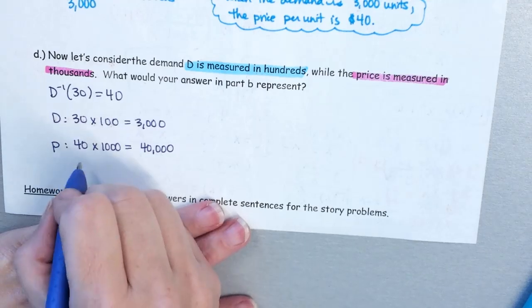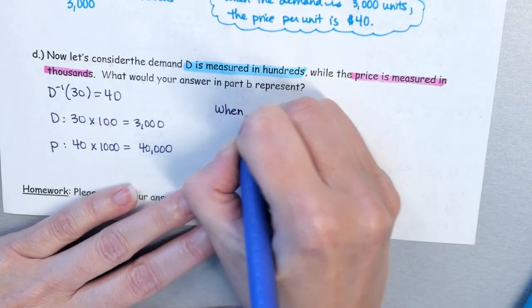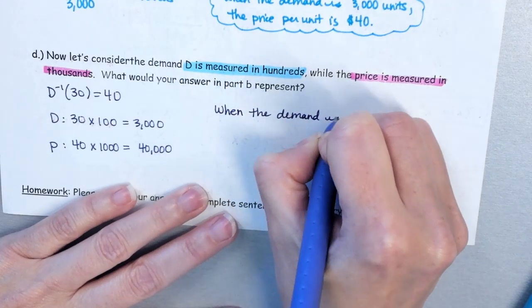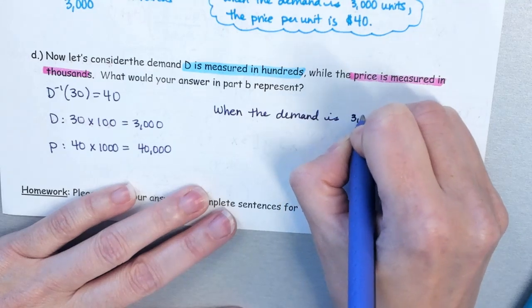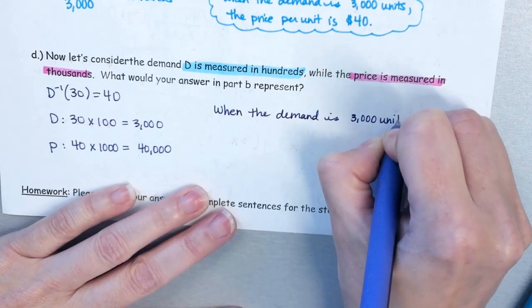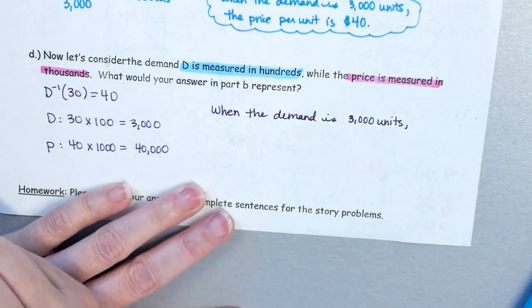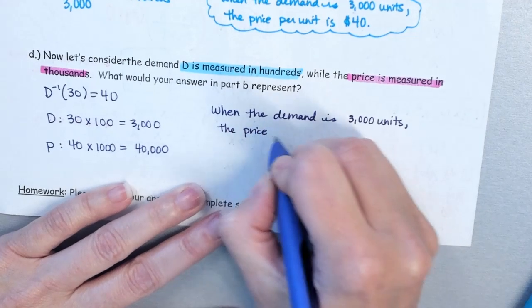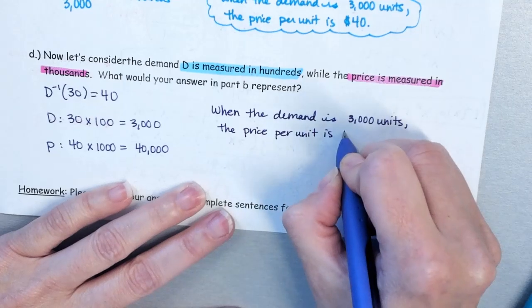Okay, so then our explanation would be when the demand is 3,000 units, the price per unit is $40,000.